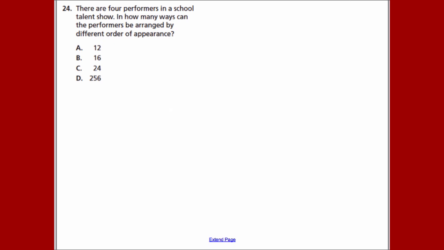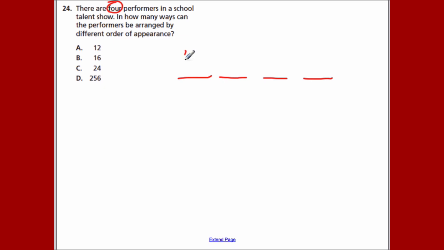Number 24. There are 4 performers in a school talent show. In how many ways can the performers be arranged by different order of appearance? The way I like to attack these types of probability problems is to think about it as 1, 2, 3, 4. Give yourself 4 lines because there are 4 performers. In the first spot, how many choices do I have right off the bat?